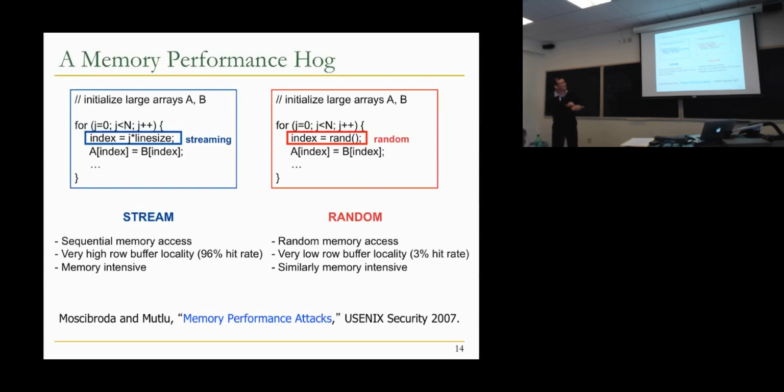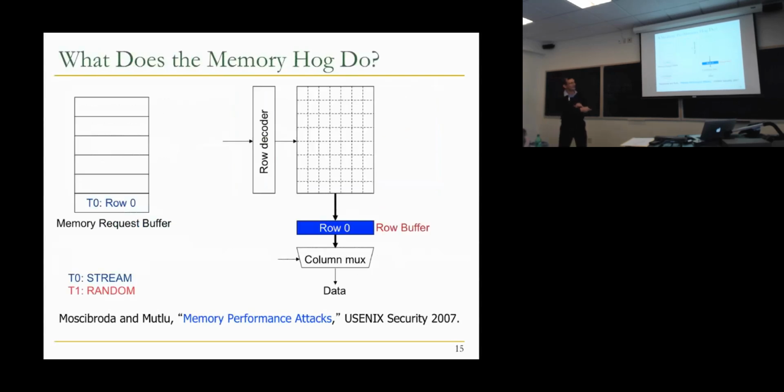Okay, so what happens when you run these two programs together? You have stream and random. What does the memory hog do? Memory hog is a stream. Assume that initially this row buffer has row 0 in it, and stream is generating the blue requests, thread 0 is stream. The first request hits in the row buffer, and then you get requests from random. But stream keeps hitting in the row buffer because it's generating requests that go to row 0. And the memory controller is prioritizing those requests, those blue requests, right?